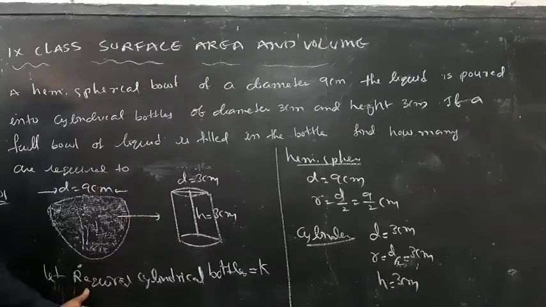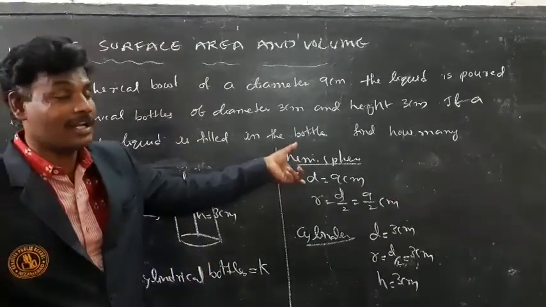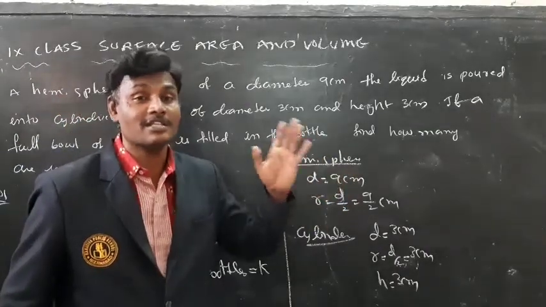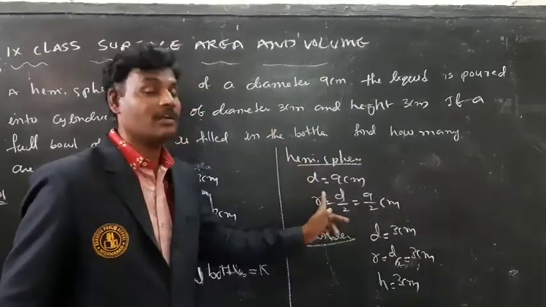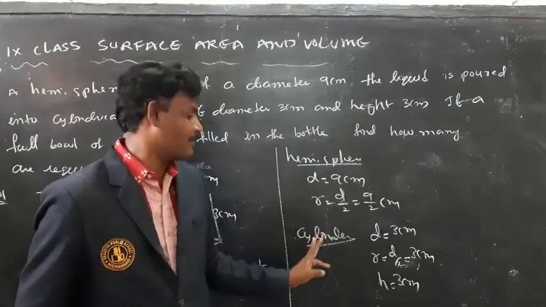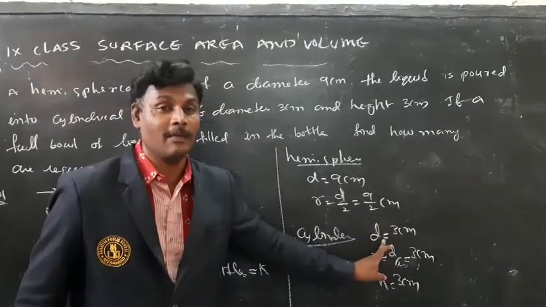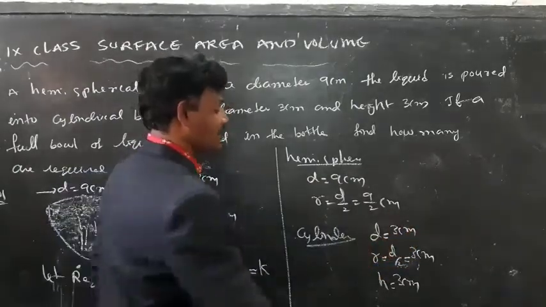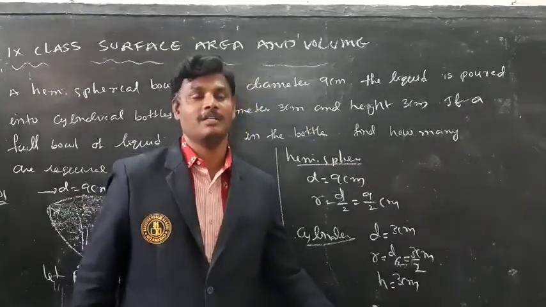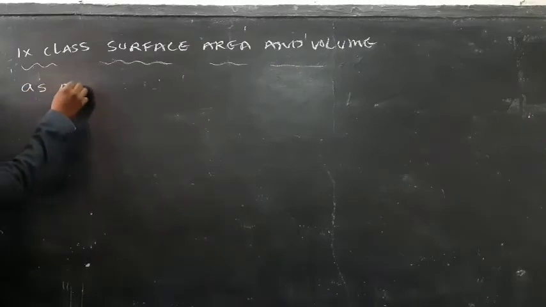Let K be the required cylindrical bottles. Then, what is the dimension of a hemisphere? D is equal to 9 centimeters. It means radius is half of the diameter. R is equal to D by 2 is equal to 9 by 2 centimeters. Then the dimensions of the cylinder: diameter 3 centimeters, radius is equal to half of the diameter, it means 3 by 2 centimeters. Then what is the height of the cylinder? 3 centimeters, as per given.